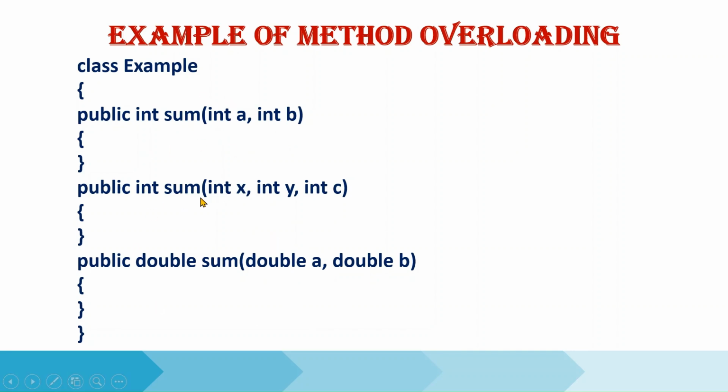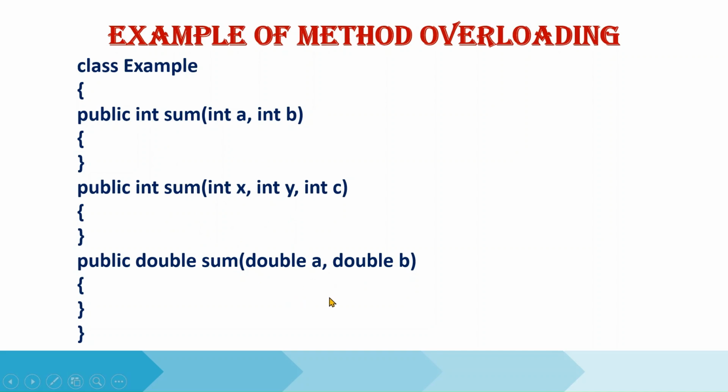So like this, you can go on writing a number of methods, but the concept you need to see here is that the method name should be the same. You can take any method name, but whatever name you repeat should be the same. The parameters should be different, either in number or in data types.